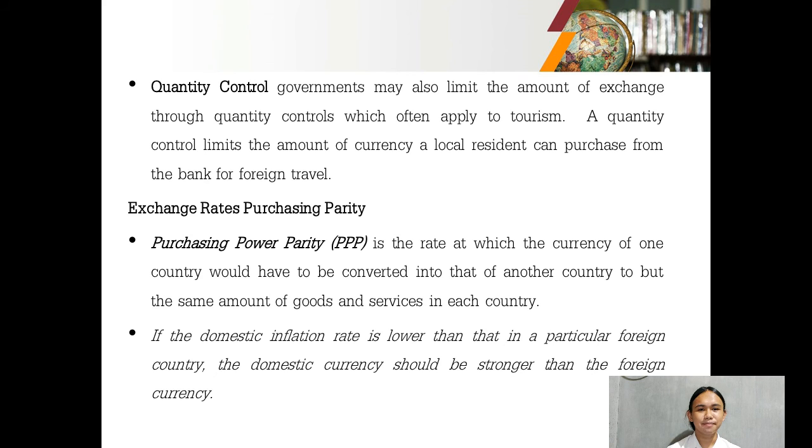Exchange rate purchasing power parity. Purchasing power parity is the rate at which the currency of one country would have to be converted into that of another country to buy the same amount of goods and services in each country. This means the price of similar goods is the same regardless of which currency one uses to buy the goods, since goods and services in each country are priced in their own currency. It is difficult to make a clear comparison of the price of a given good or service in two different countries.